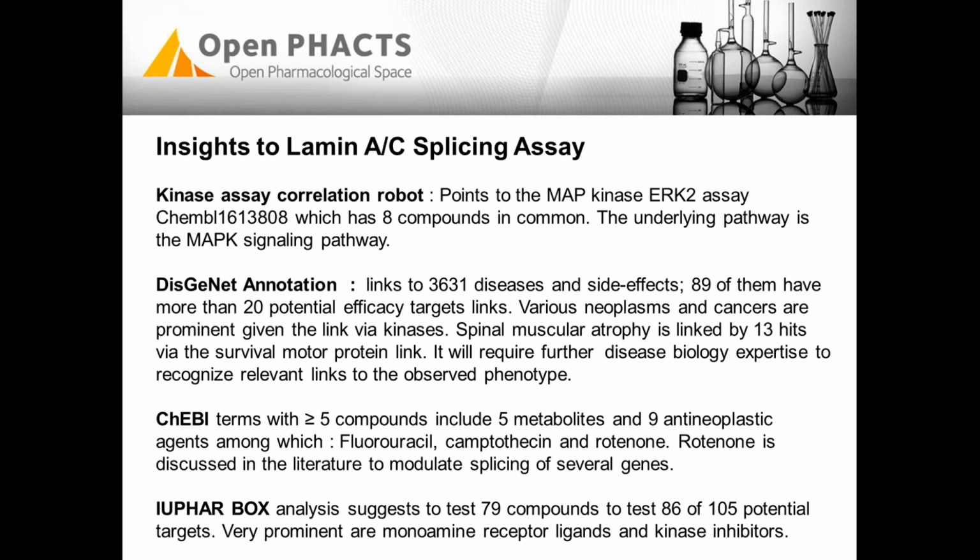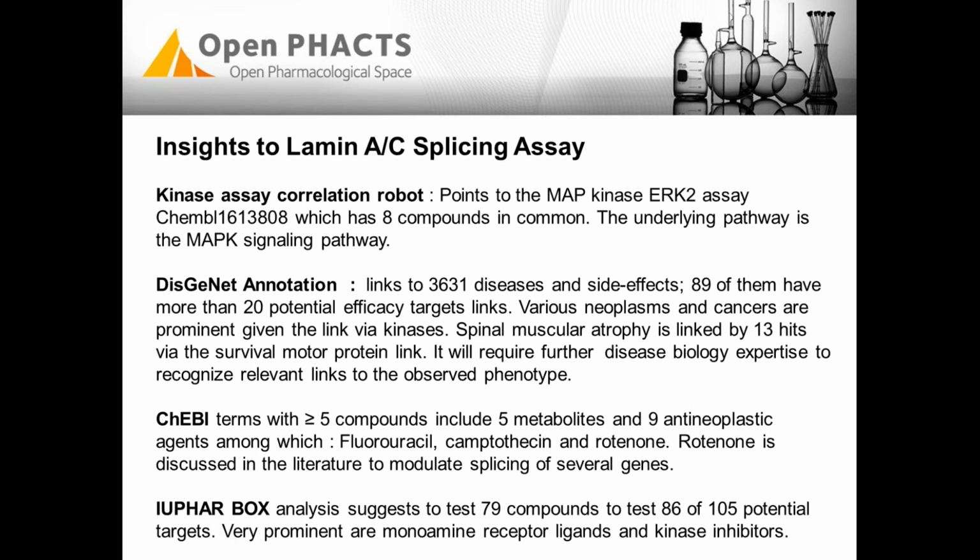The DisGeNET annotation points us to 3,600 diseases and side effects. Around 90 have more than 20 potential efficacy targets linked. So there are many kinases again which link to various neoplasm cancers, and then spinal muscular atrophy, which is probably the most relevant one here as a direct link via the survival motor neuron protein, is also highlighted. So in here it really requires more expertise in biology and special disease biology to recognize the relevant links to the observed phenotype.